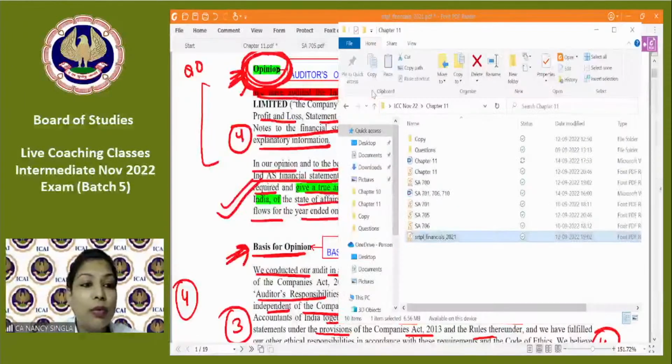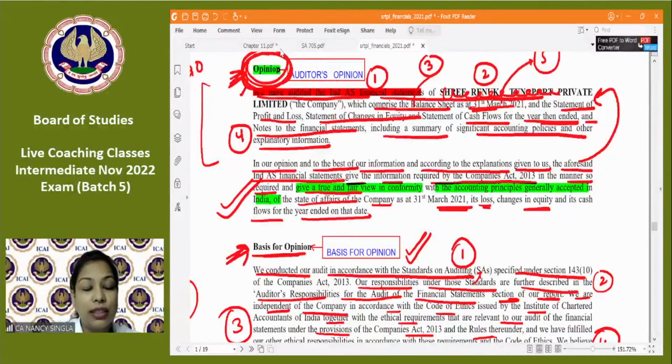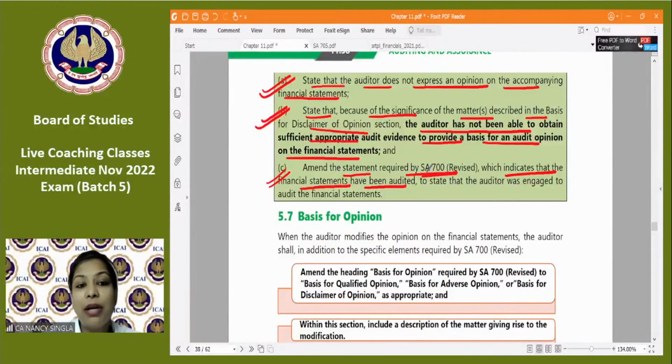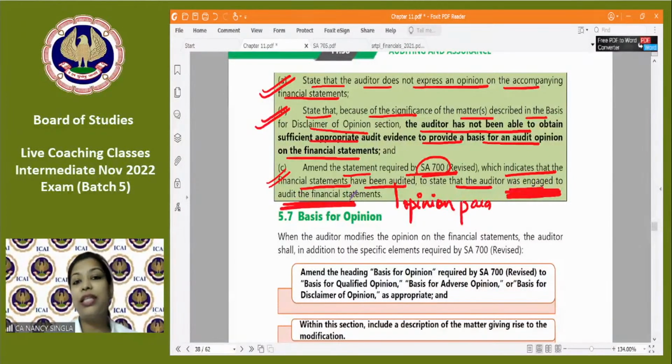So the language will be what, we were engaged to audit. ठीक है? So see, amend the statement required by SA 700 which indicates that financial statement have been audited. तो ये कौन सा, कहाँ पर होता है? Opinion paragraph का first line होता है introduction में. To state that the auditor was engaged to audit the financial statement. So here the auditor will be mentioning that we were engaged, हमें काम दिया गया था, है ना. ऑडिट तो नहीं कर पाए ना, because we were unable to obtain sufficient appropriate audit evidence, मतलब we were unable to apply the audit procedures further. क्लियर है? ठीक है? Is it clear?